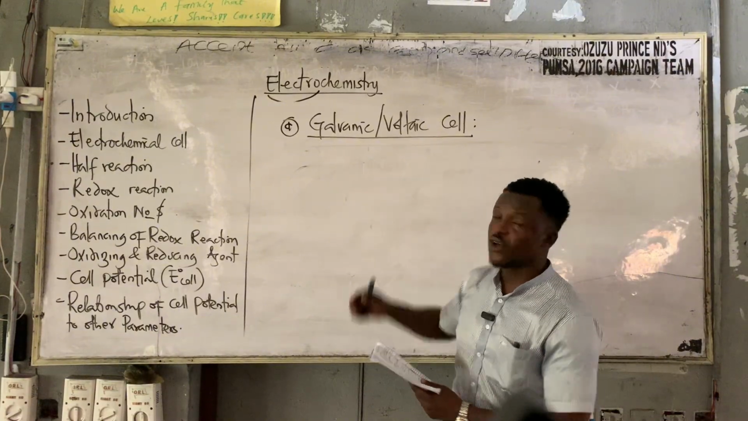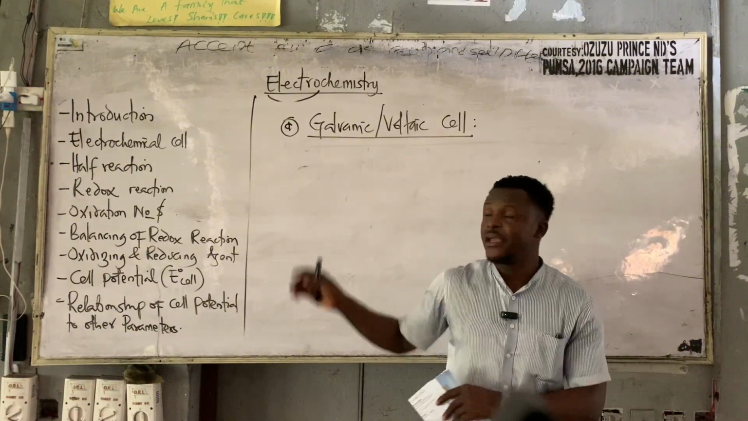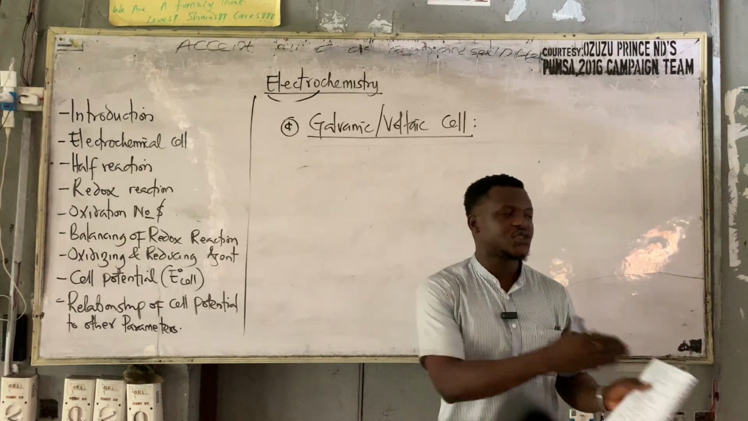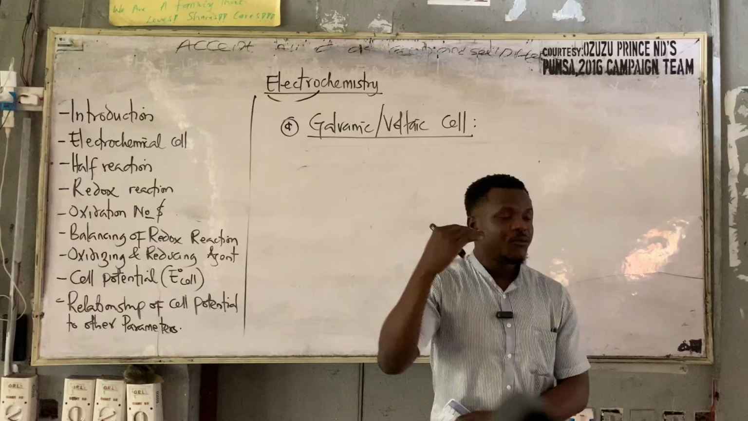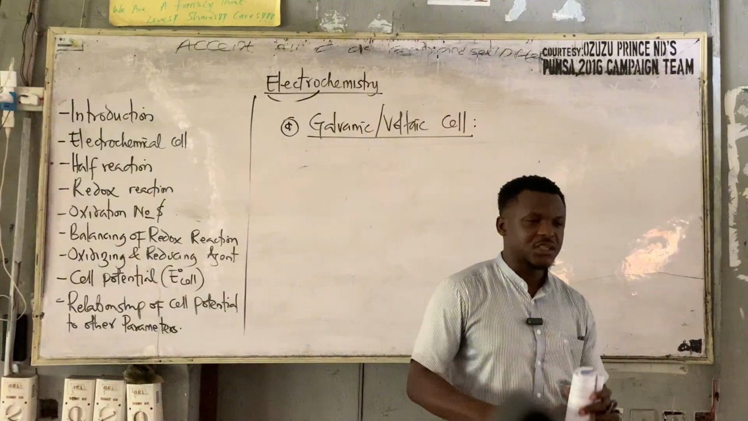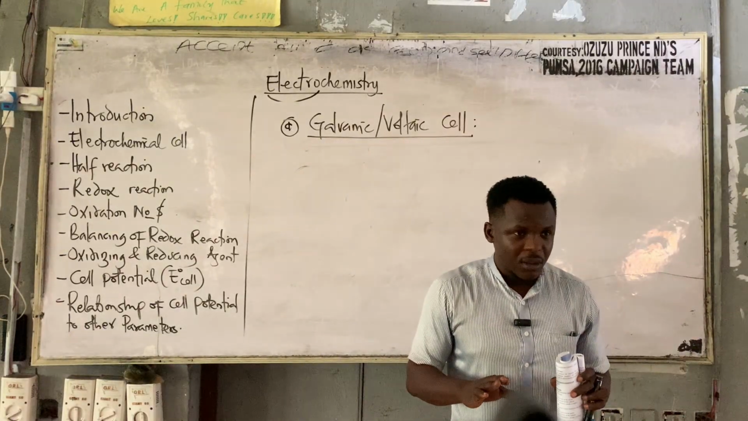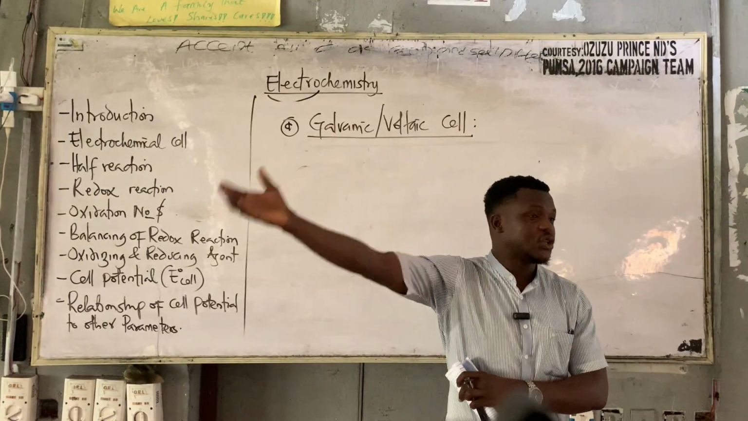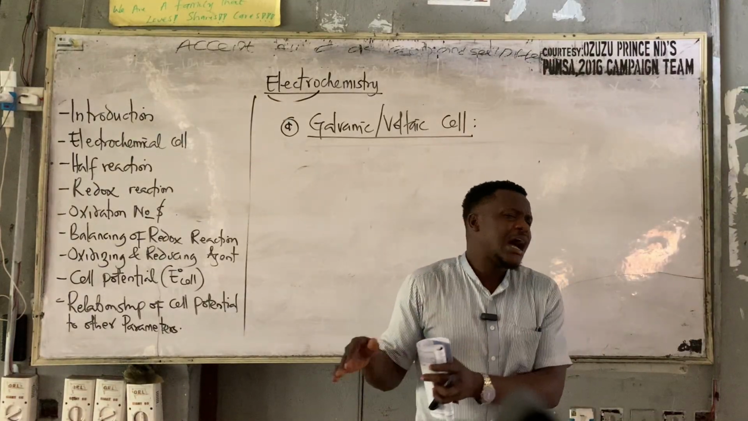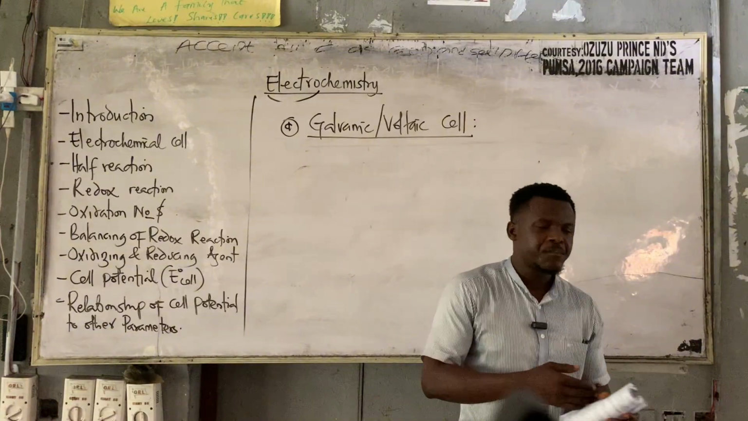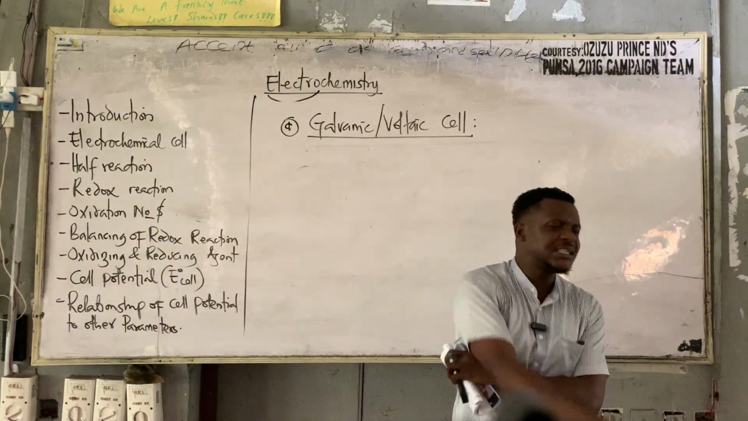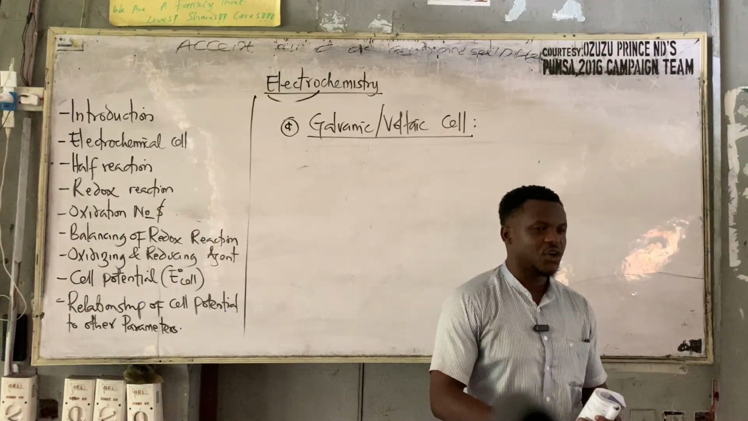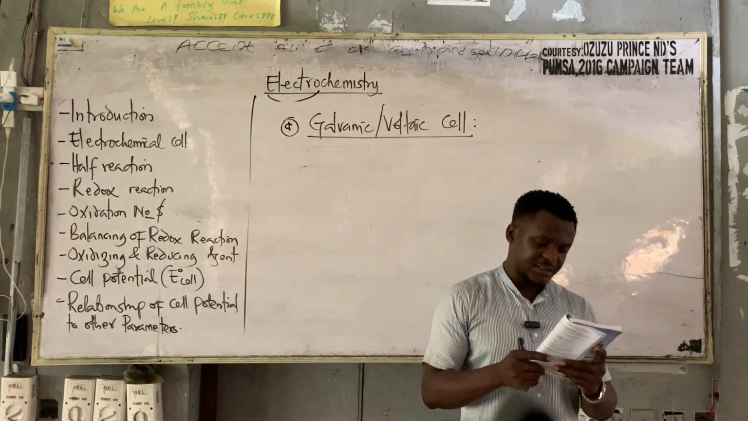So just in case you're asked, what's the difference between a galvanic cell and an electrolytic cell? The difference is that in a galvanic cell, the reaction inside the cell occurs spontaneously on its own, and that process leads to production of electrical energy. Whereas in an electrolytic cell, energy or electricity is put inside the cell to force a reaction to take place. Take note of that. All right.